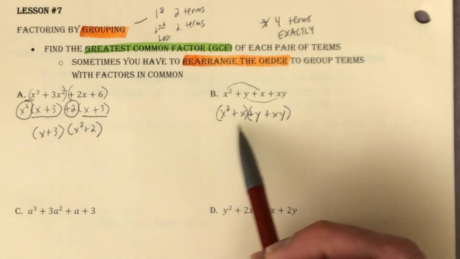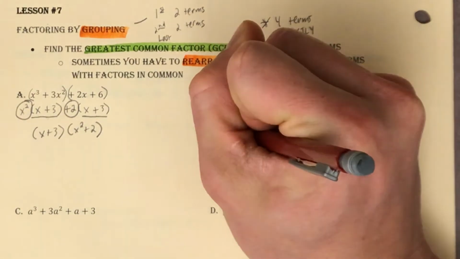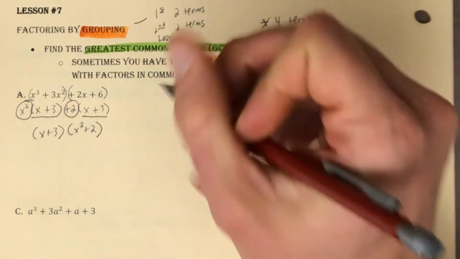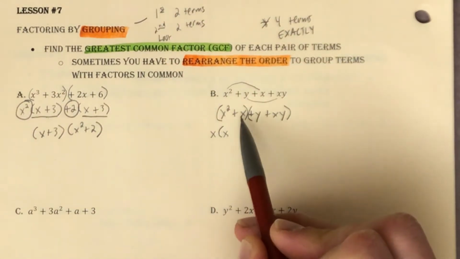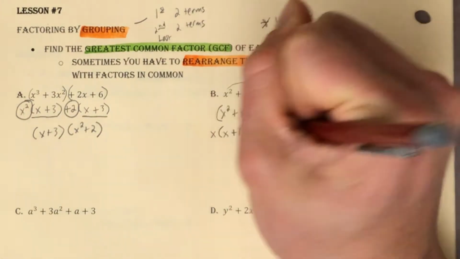So now I've got x squared plus x. What's my greatest common factor? Well, that would be x. So what does that leave me with? Well, what did I multiply x by to get to x squared? That would be x. What did I multiply x by to get to positive x? Well, that would be positive 1. So there's the first one.